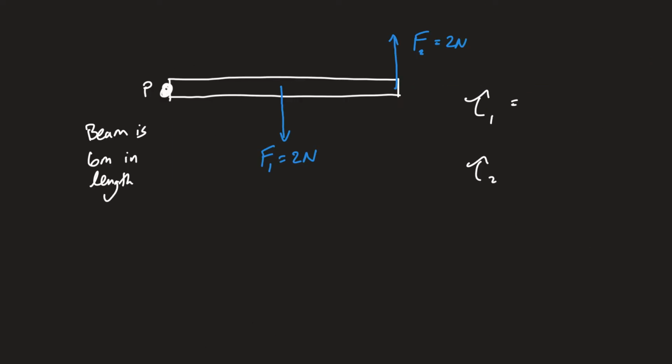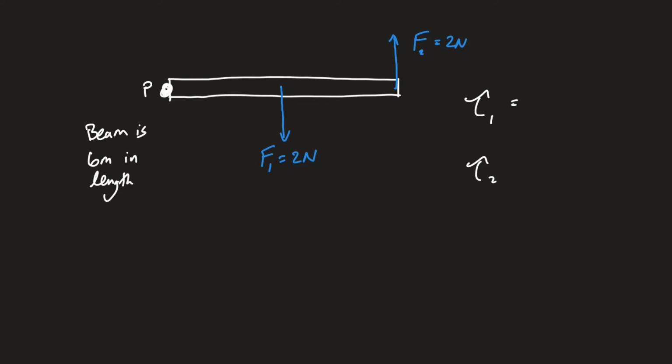All right, now let's go back to our original question. Here's this beam, and imagine we're out in space or something. There's no gravitational field to worry about. The beam is 6 meters in length, and we want to calculate two torques: the torque that's exerted from force 1 and the torque that's exerted from force 2 about point P. So we're choosing point P as our fixed point, and then we'll try to interpret the results.